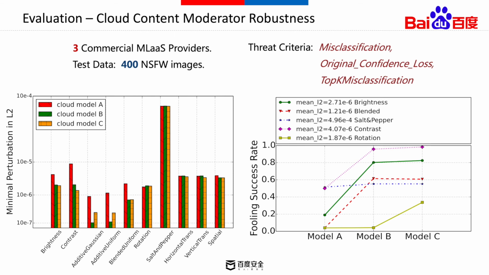The results indicate all the 3 commercial services are easy to break with a very small amount of perturbation in the magnitude from 10 to the minus 7 to 10 to the minus 4 in L2 distance. We also converted the result into a more understandable fooling success rate on the right. It confirms our findings that Model A is more robust than Model B and C.